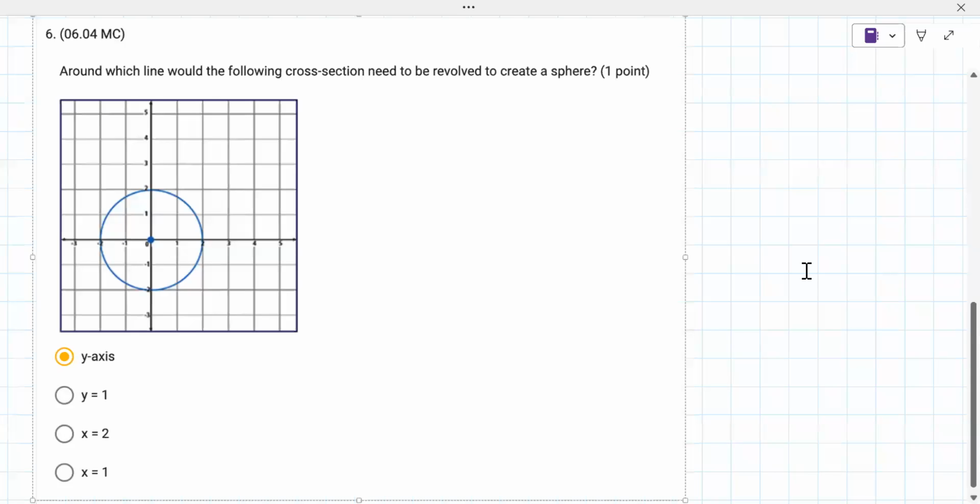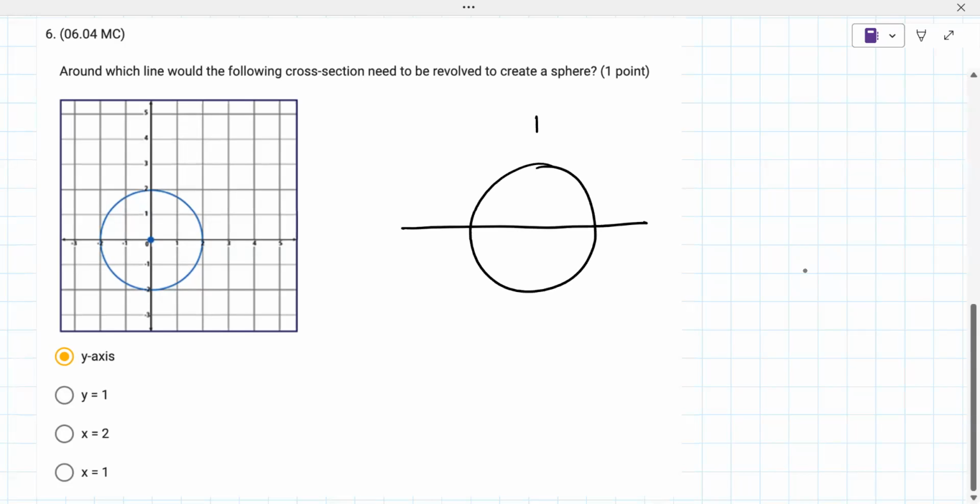Around which line would the following cross section need to be revolved to create a sphere? Again, this is similar to what we did the other day. It has to cut directly through the circle. It could be horizontal, vertical, or at an angle, but it has to cut directly through it. If you were to do x equals 2, that would be off all of those sides.